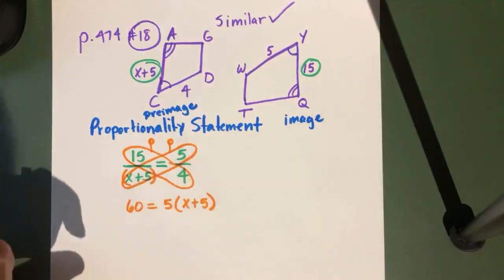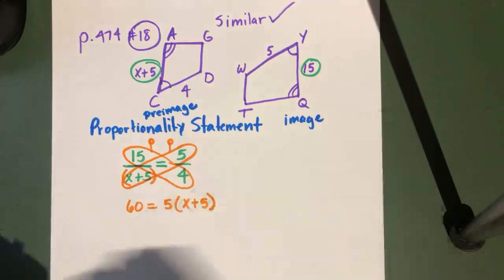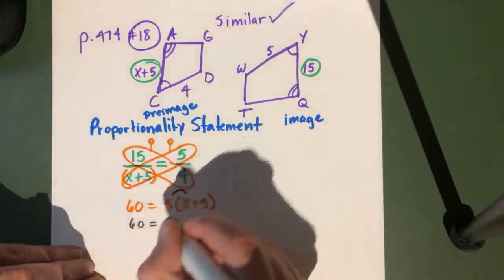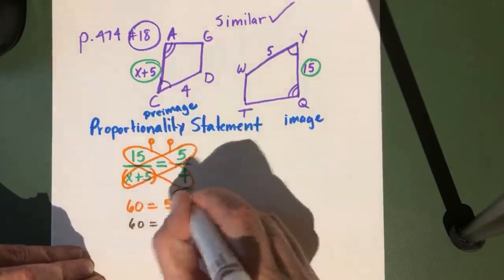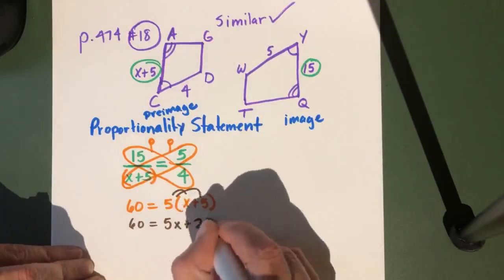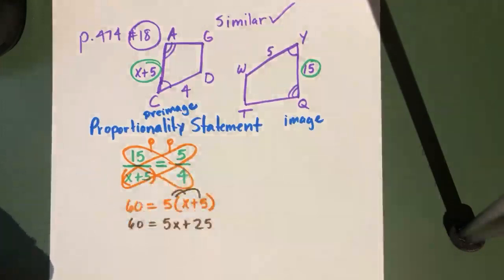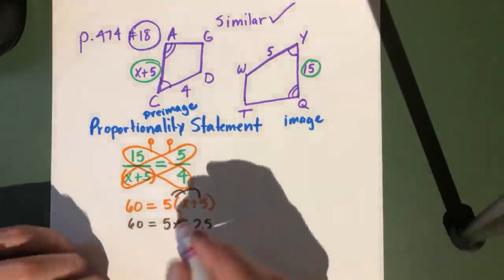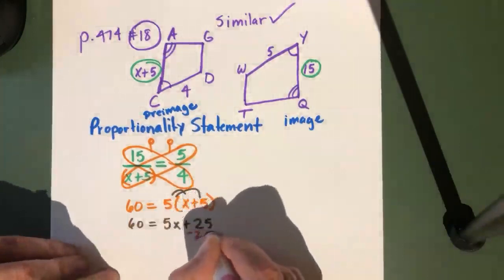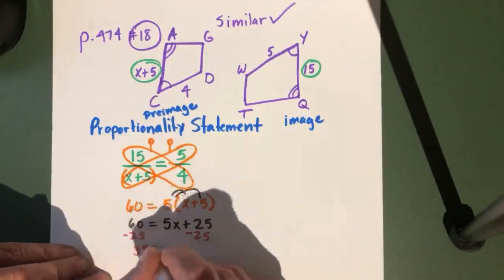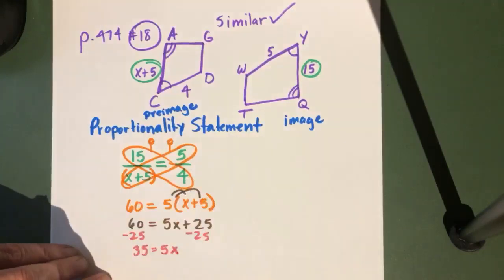Now I'm going to distribute. So 60 equals 5 times x, which is 5x. 5 times 5 is 25. And then I'm just going to solve it just like algebra. I'm going to take the constant 25 and subtract it and move it over here. So I get 35 is equal to 5x.